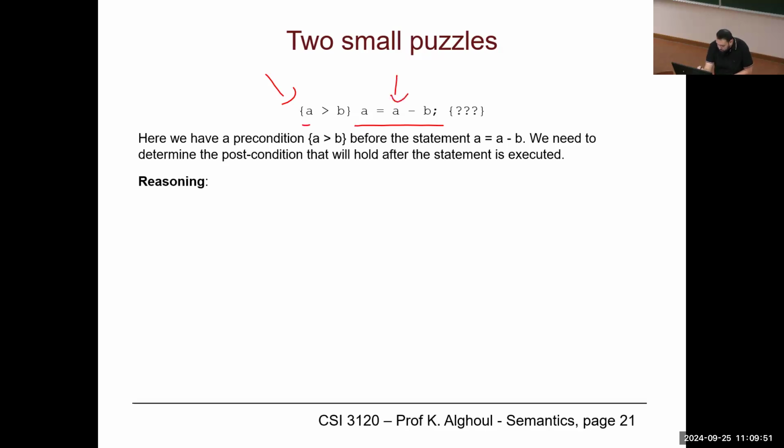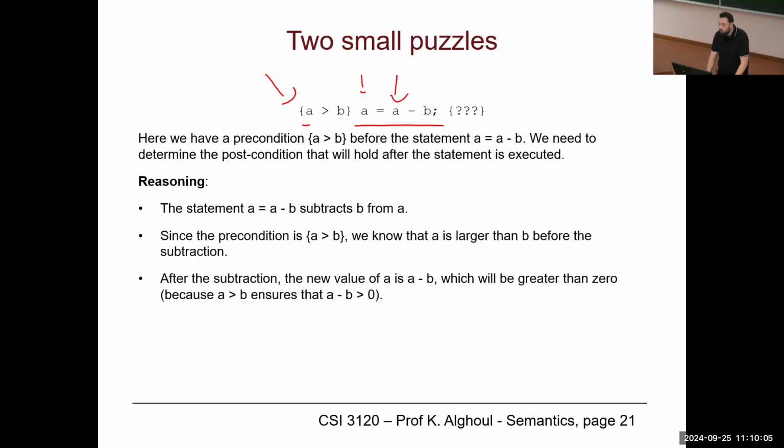So A is always going to be A greater than B. So what would happen? What would be the postcondition always, Michael? It would be greater than 0. Exactly. It's going to always be positive. So that's the reasoning here, right? So we're going to end up with it.